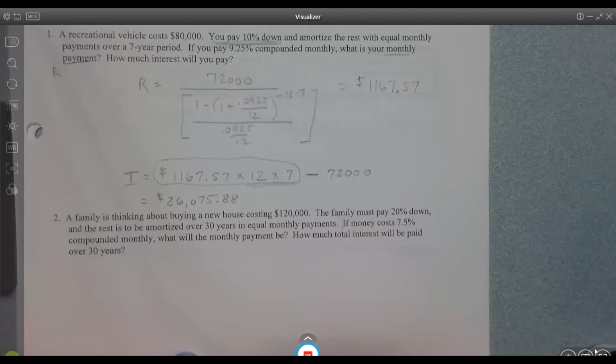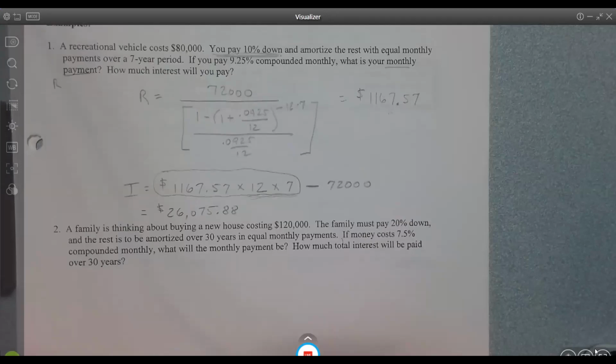Now, the next problem. A family's thinking about buying a new house costing $120,000. This was some time back. The family must pay 20% down, and the rest is to be amortized over 30 years in equal monthly payments. If money costs 7.5% compounded monthly, what will the monthly payment be? How much total interest will be paid over 30 years?